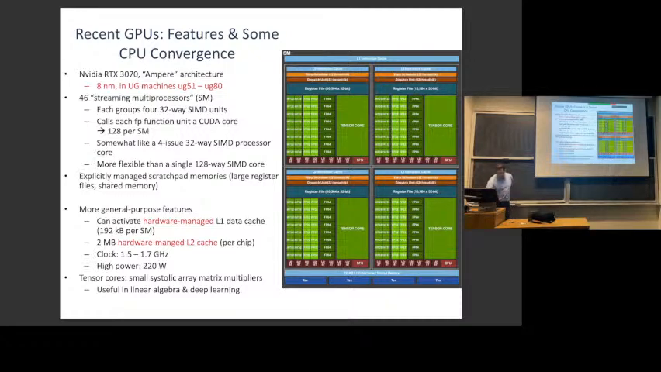They have explicitly managed scratchpad memories. What they call this register file is big. It's like 16,000 registers for each one of these 32-way SIMD units. That's a lot of registers, a lot more registers than a regular processor has. That's basically like a scratchpad memory. Like you organize, what am I going to fit in there?